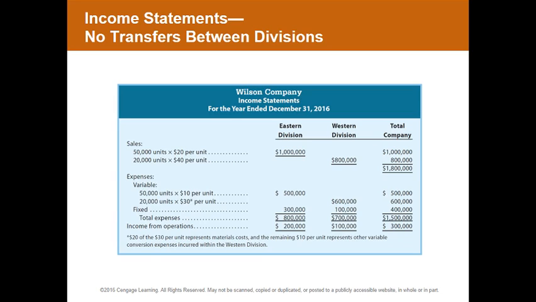So here's a basic income statement with no transfers between the divisions. You see how many units, how much per unit in sales and variable, the fixed allocated expenses for each division, and the income from operations.